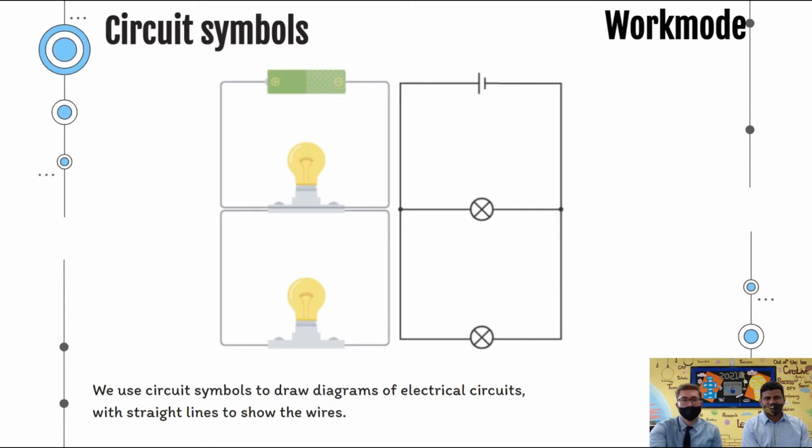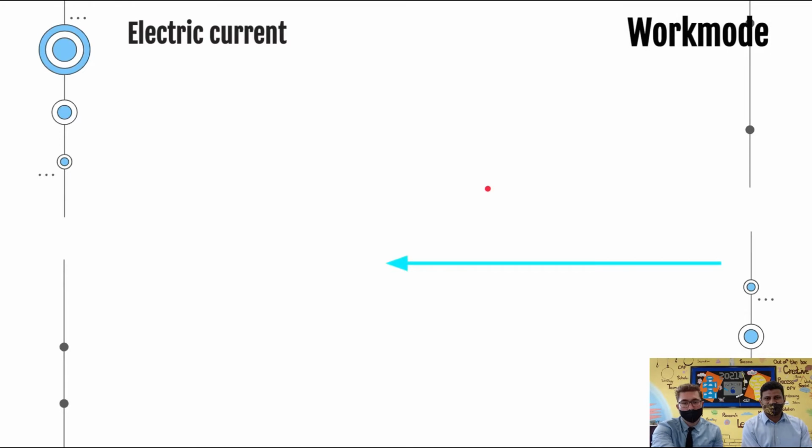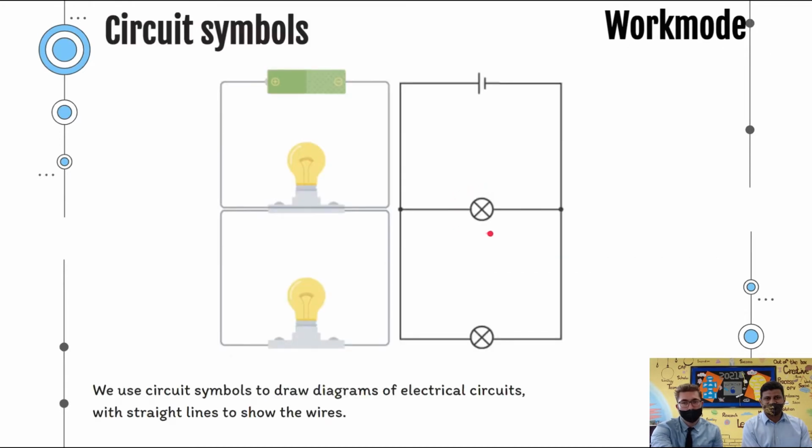So here we have a circuit diagram for another circuit. In the first one we had only one bulb, but in this case we have two bulbs, and they are connected in parallel with each other.